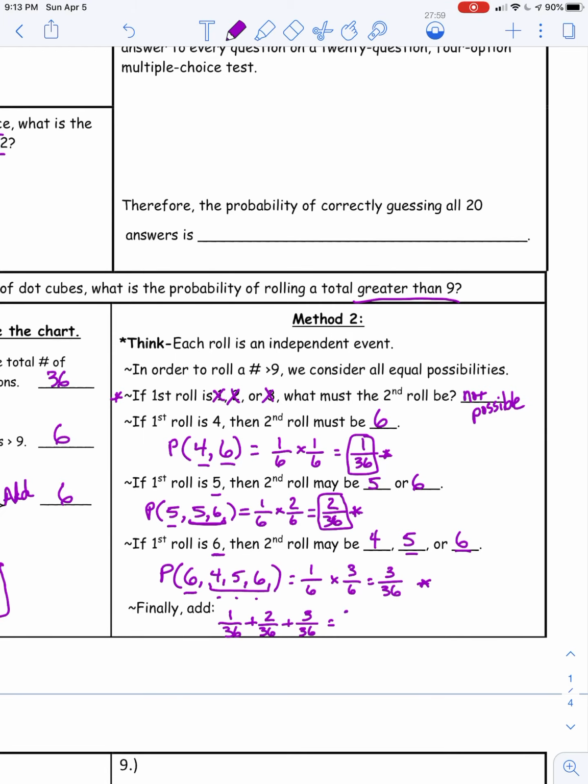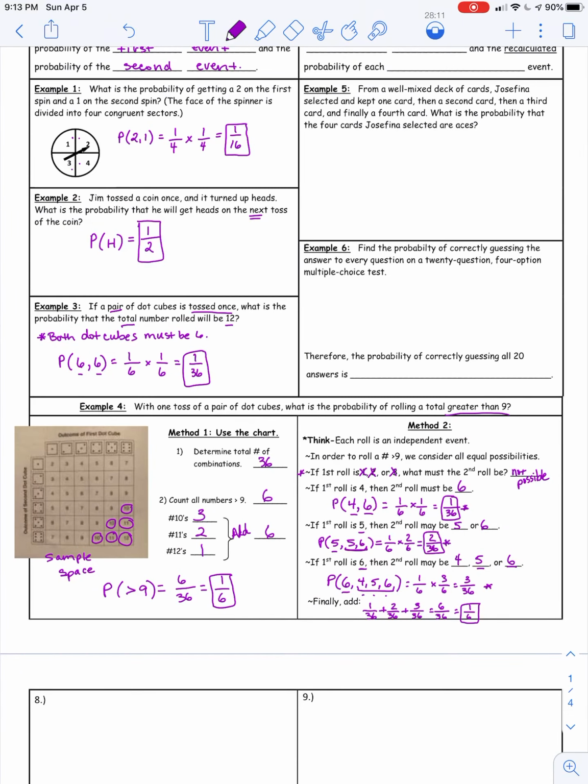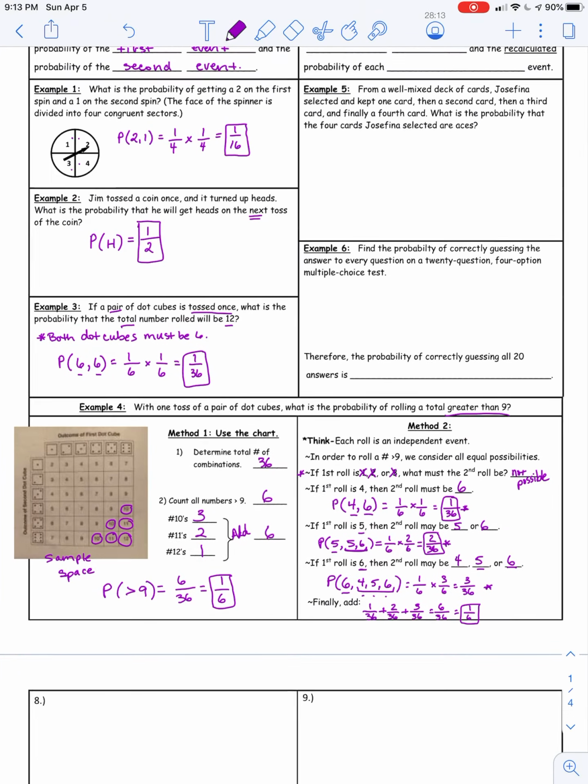There we go. That's better. And I end up, if I add those, I have 6 for my numerator, 36 for my denominator. I can reduce that to 1/6. The long way, yes, but probably an important method to understand, okay?